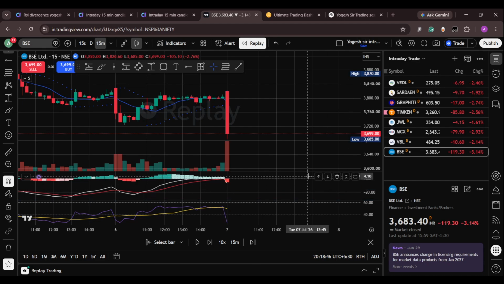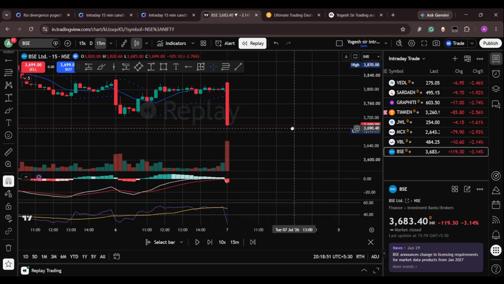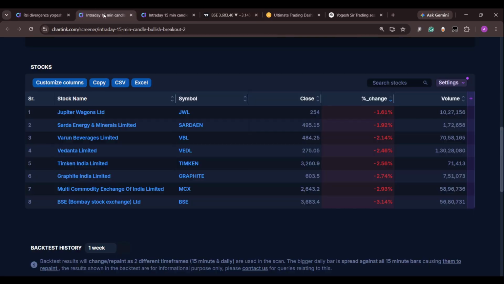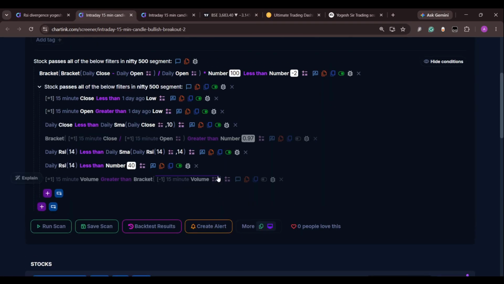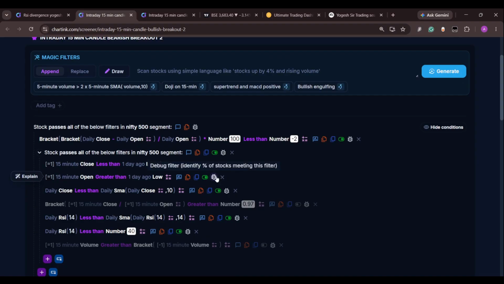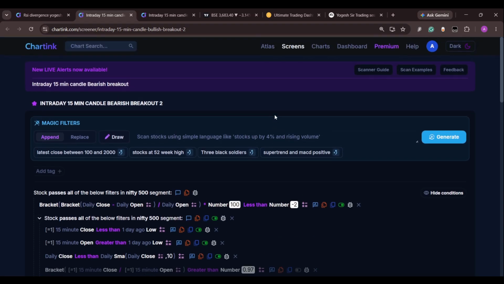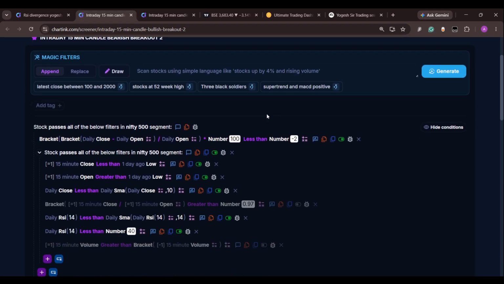Today I want to show you a bit about my system that I follow while trying to do forward testing for my stocks. So I try to trade on either side of the market. I try to pick up one stock in the bullish segment and one stock in the bearish segment. Now let's start off with the bearish segment.